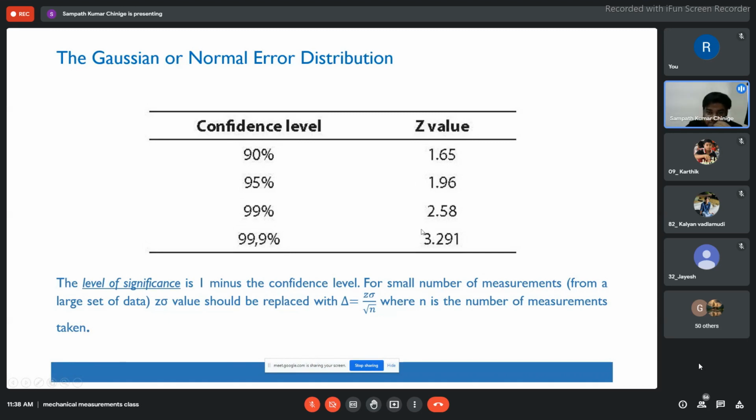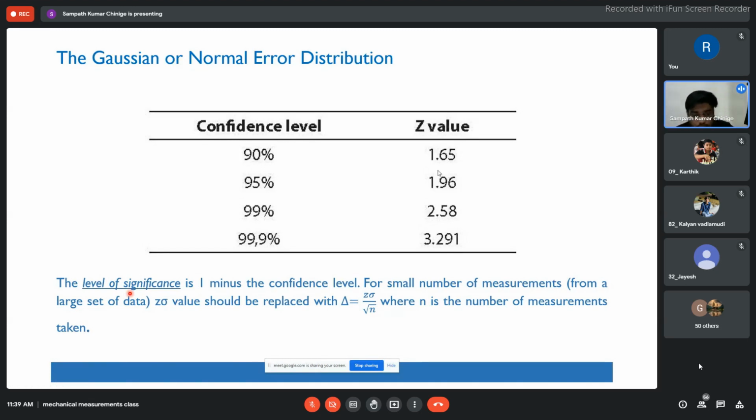These Z values will be available in your tables, in what we call the normal Gaussian tables. So first you need to find your Z value. X minus mu by sigma is your Z value. From that you can always find out how much confidence you have.